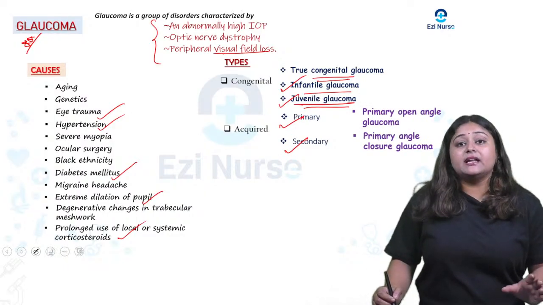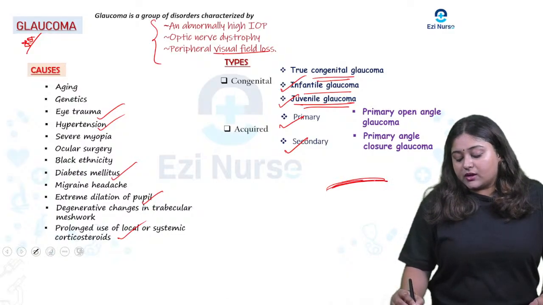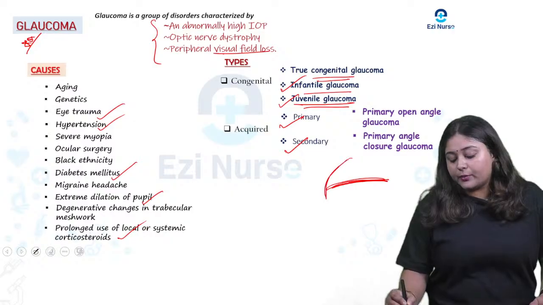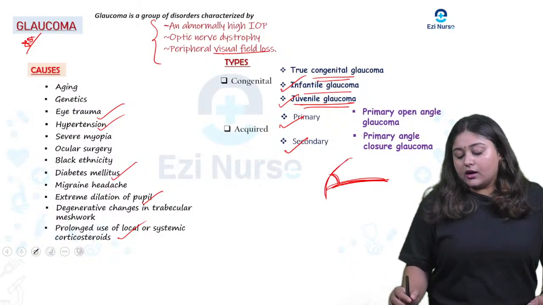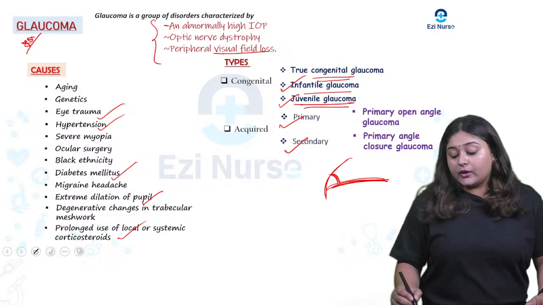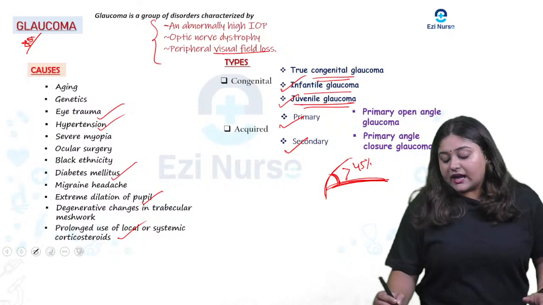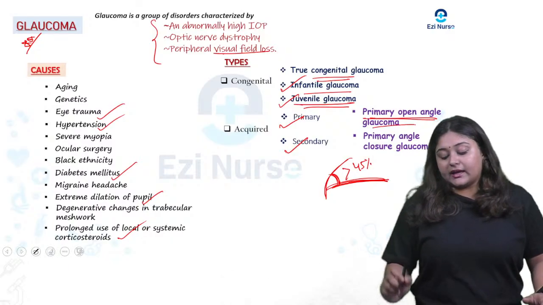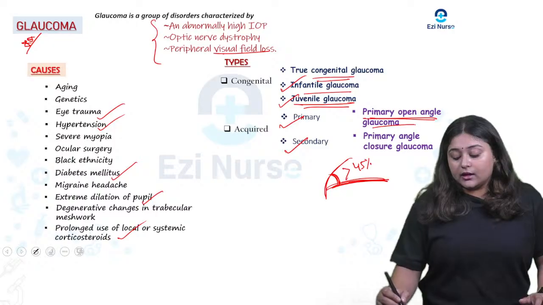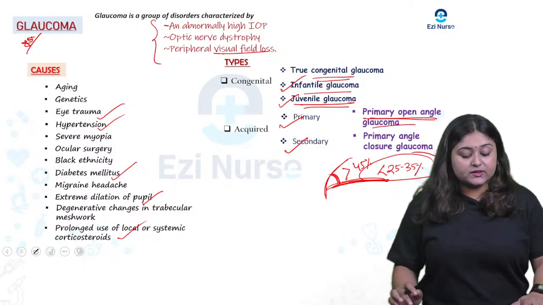Under the primary, primary open angle glaucoma, this is the trabecular meshwork, and this is the ocular prosthesis. If the angle between these two layers is increased more than 45 degrees, that time it's called a primary open angle glaucoma. And if the angle is less than 25 to 35 degrees or percentage, that time it's called a primary angle closure glaucoma.